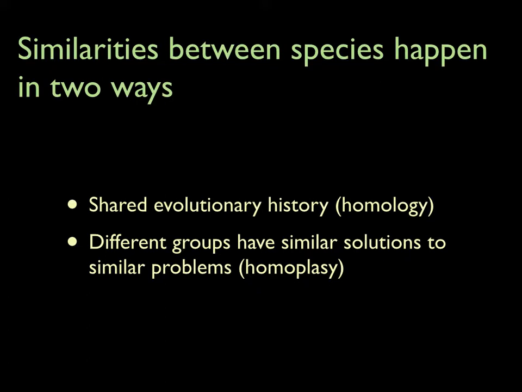So let's look at those bullet points now. I also just wanted to remind you really quick that similarities between species can happen in two ways. So we can see a similarity between species occurring as a result of their shared evolutionary history, and we call this homology. But remember that we can also see similarities happening because different groups have had similar solutions to similar problems, and that's what we call homoplasy. So let's have a slide on each of these.